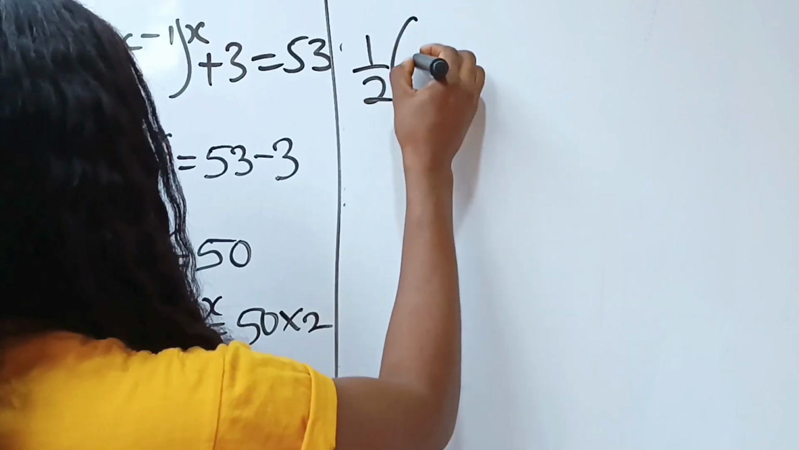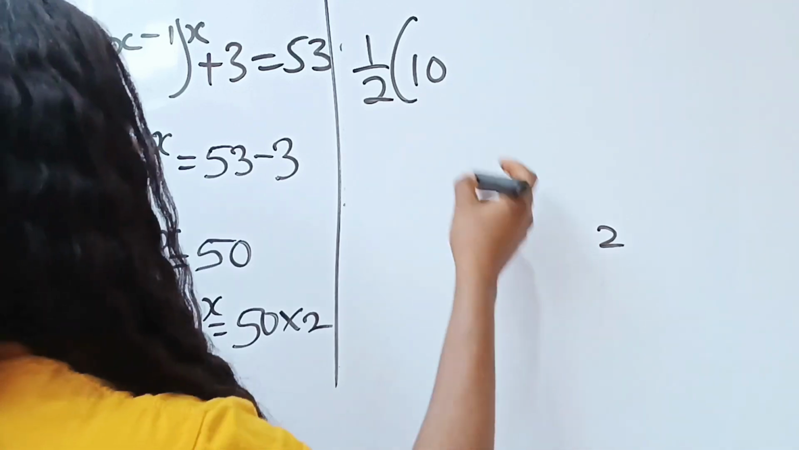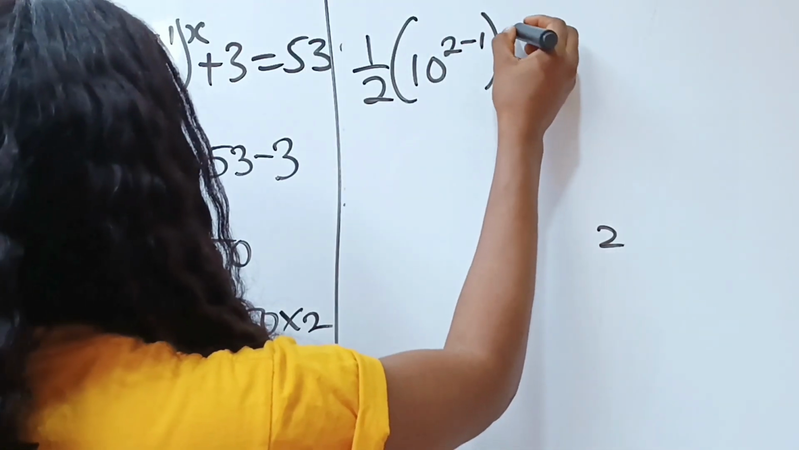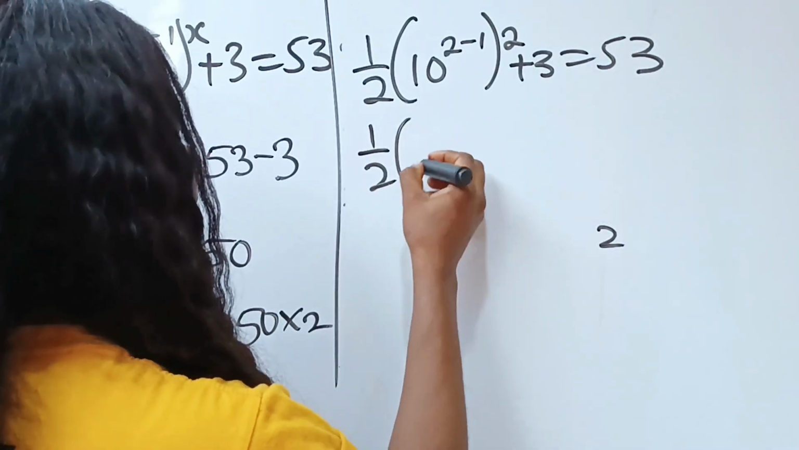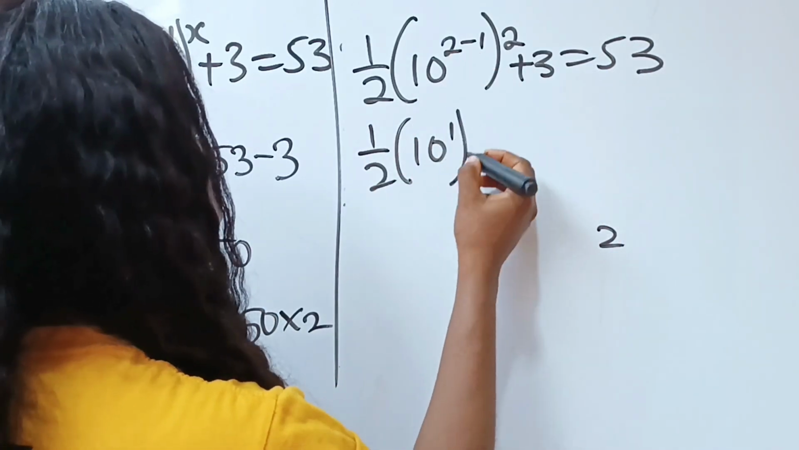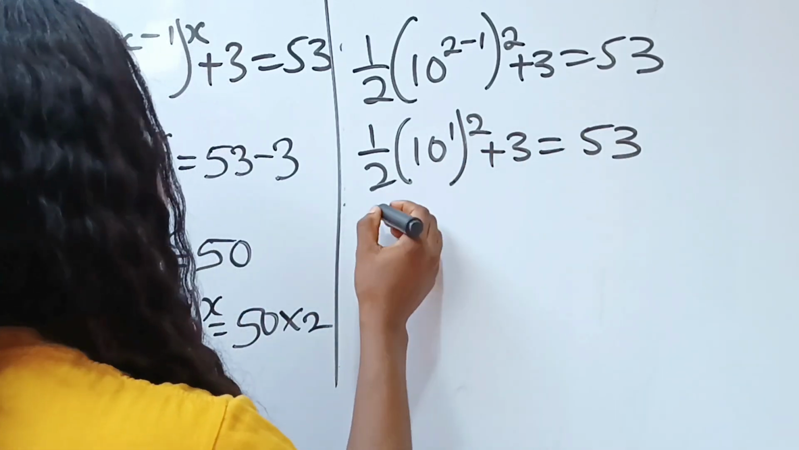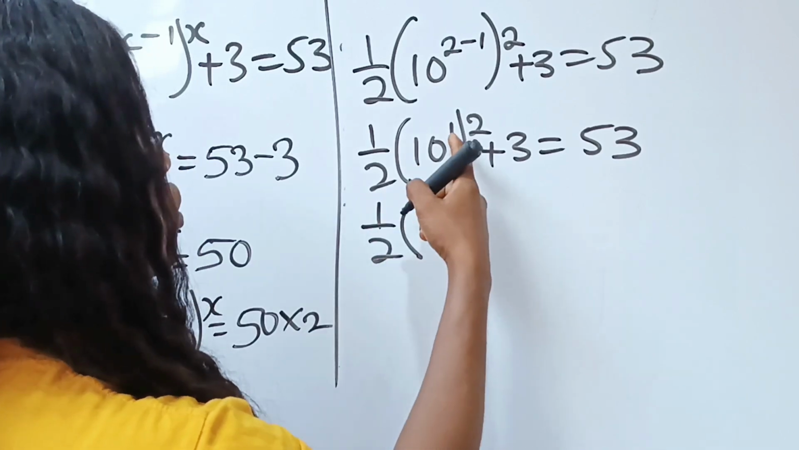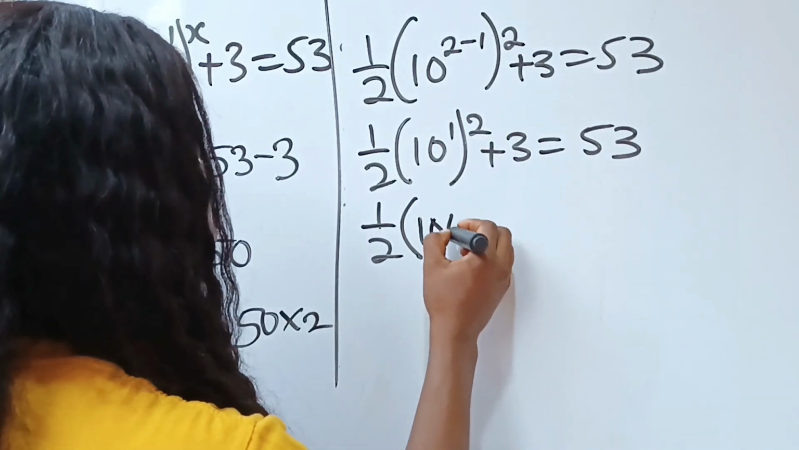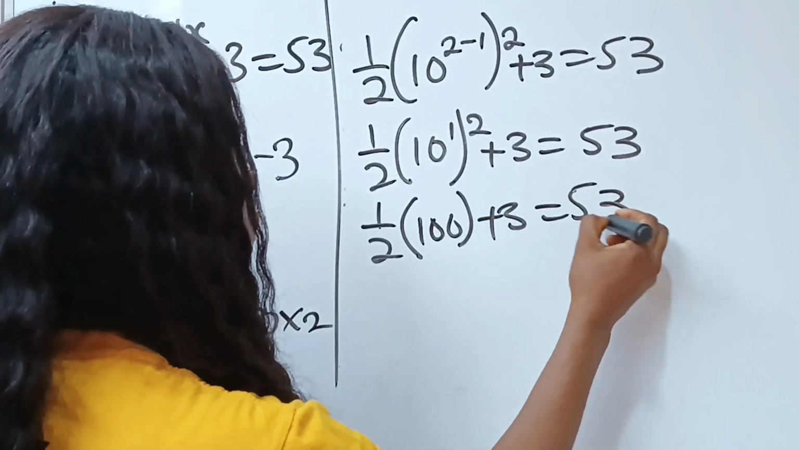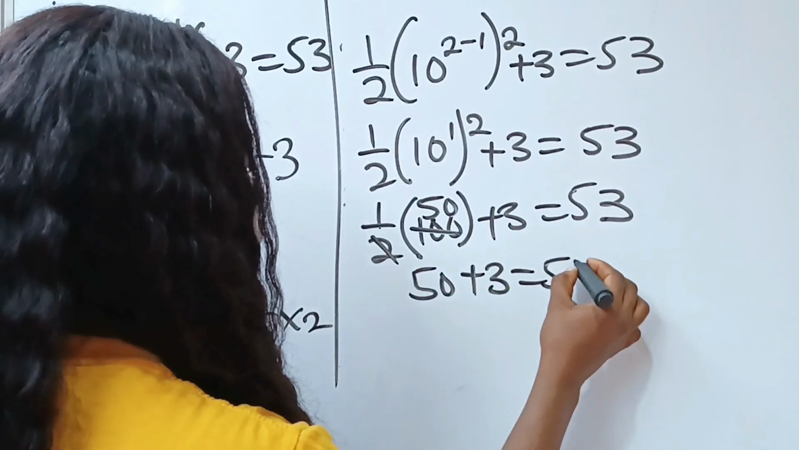So we have half bracket 10 to the power of, let's pick the first value of x, which is 2. So 10 to the power of 2 minus 1 raised to the power of 2 plus 3 is equal to 53. So we have half bracket 10 to the power of 2 minus 1 is 1 raised to the power of 2 plus 3 is equal to 53. Okay, so we have half bracket 10 to the power of 1 is 1. 1 times 2 will give us 2, right? So this is 10 to the power of 2, which is 100, plus 3 is equal to 53. Now 2 will divide 100 to give us 50, so we have 50 plus 3 is equal to 53.